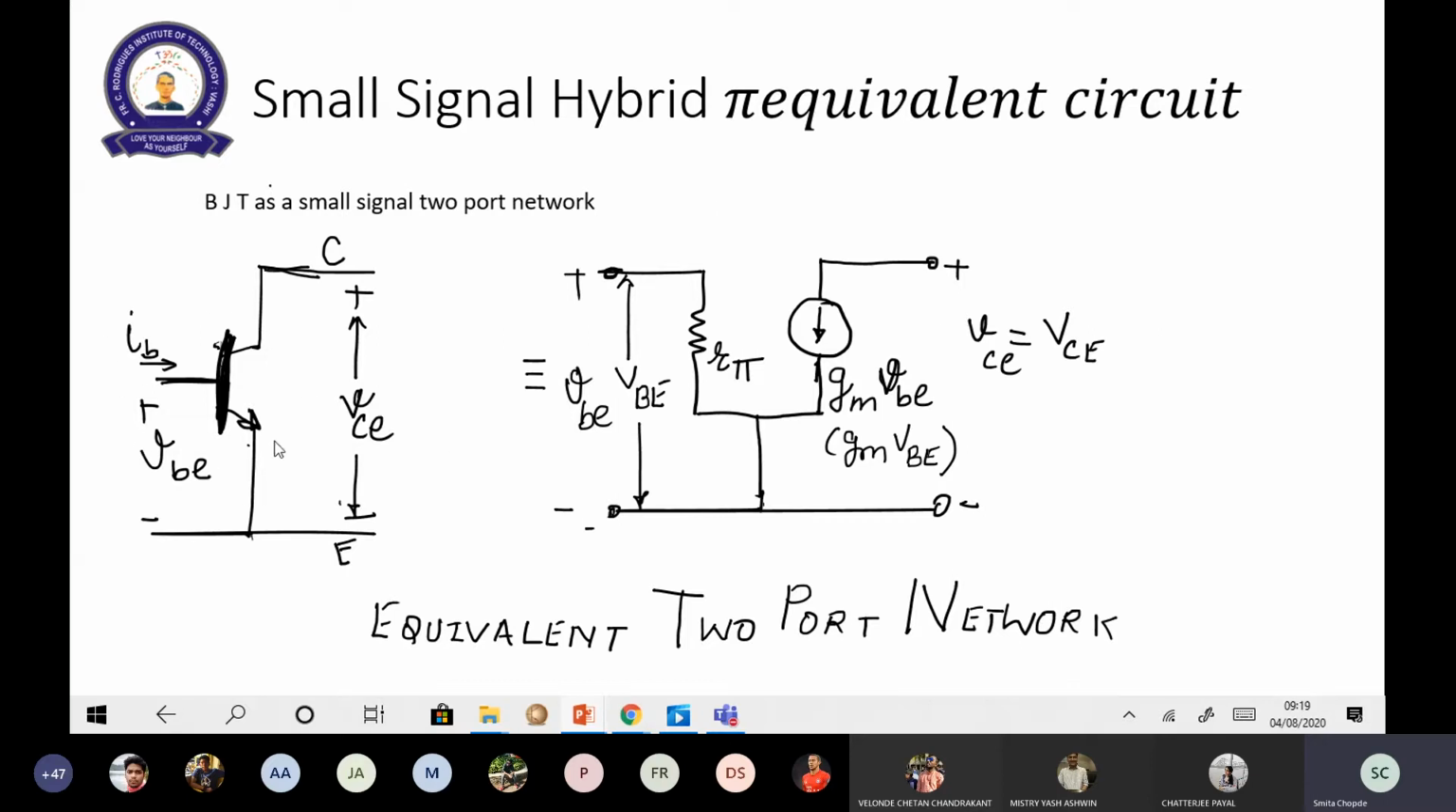So this configuration which is drawn on the left side of the screen is nothing but a common emitter configuration. So I have to define its equivalent two-port network. So what is this coming? This is a base to emitter resistance R pi, which is internally present between the base and the emitter. This is coming because of the presence of the diode, which is forward biased by 0.7 volts.